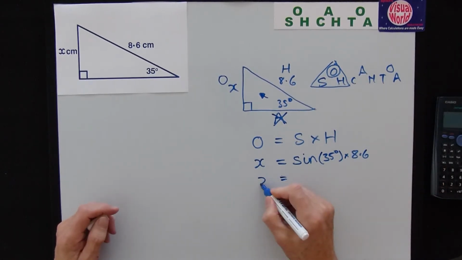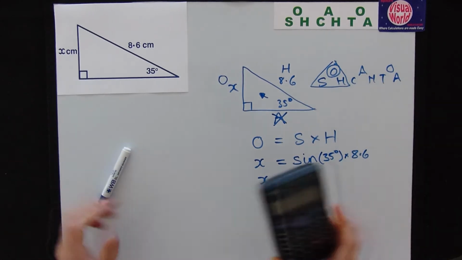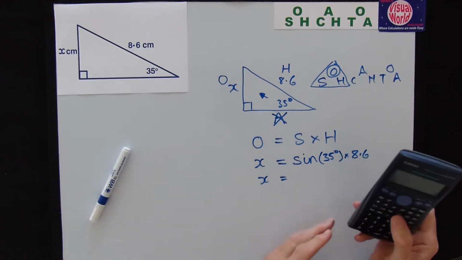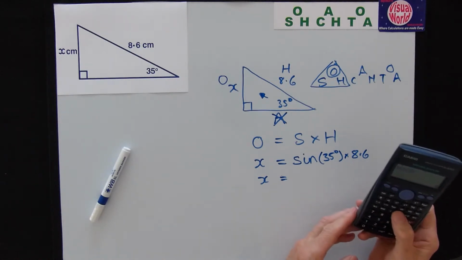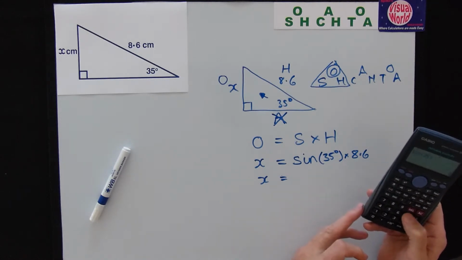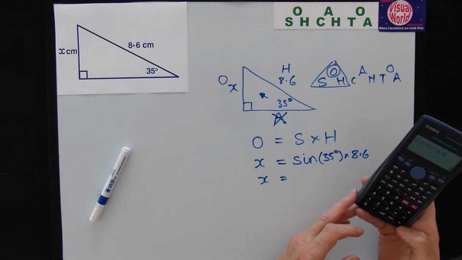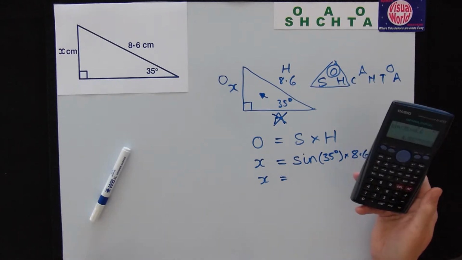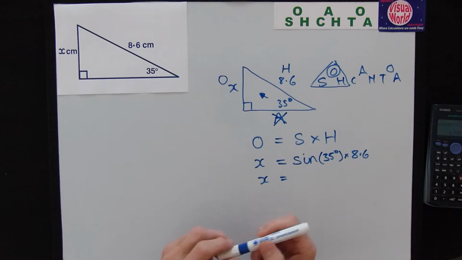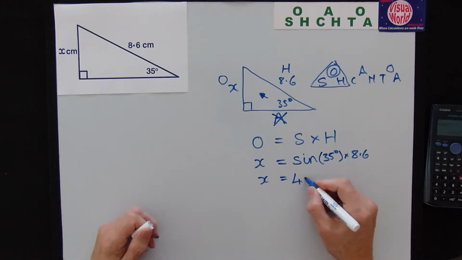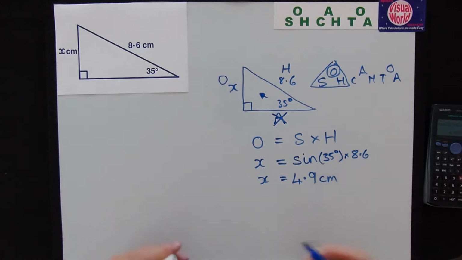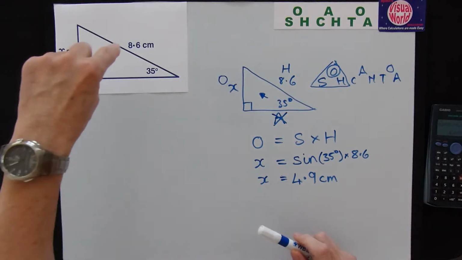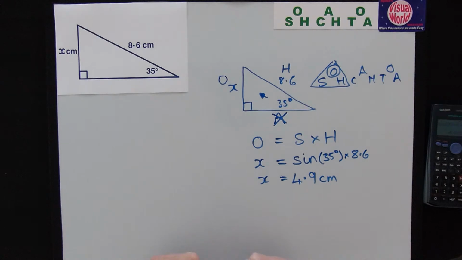Now all that's left to do is press your little buttons on the calculator. So we've got sine, and it opens the bracket for you. You put in 35, close the bracket, that's the important bit, times 8.6 equals, and we can see we've got 4.93, so if we take it to one decimal place, we get 4.9. So remember, put in the centimetres, and that's how easy trigonometry is. We'll next go on and do one where we've got an X on the long side.